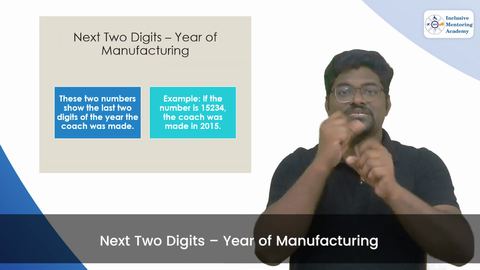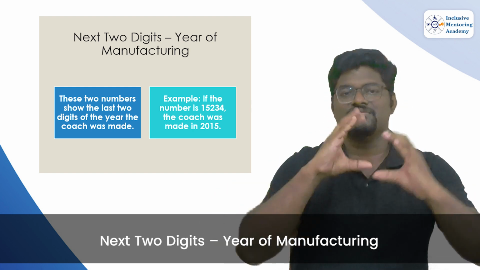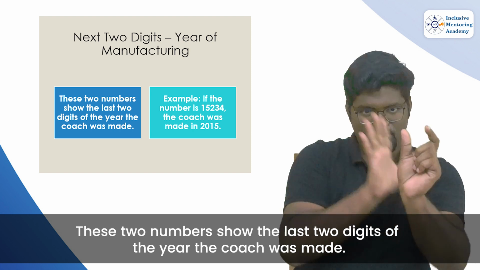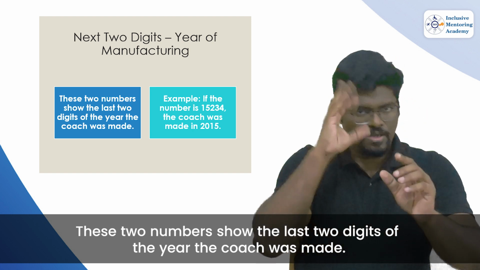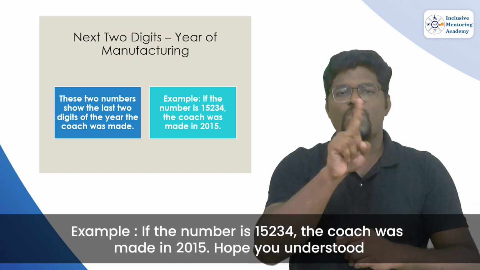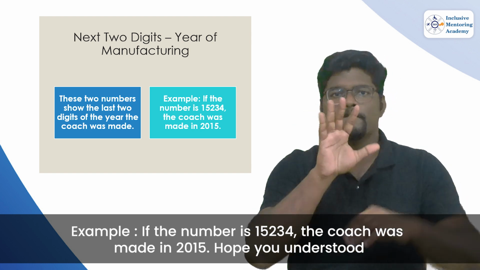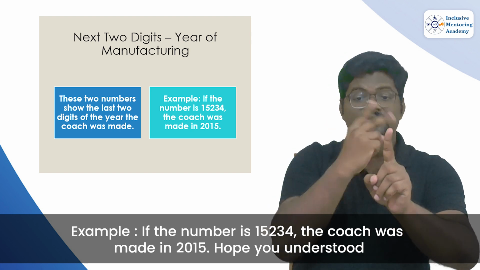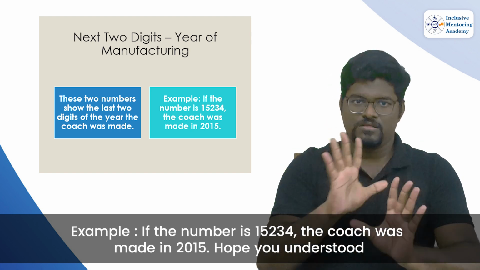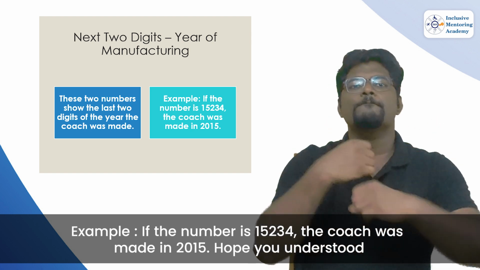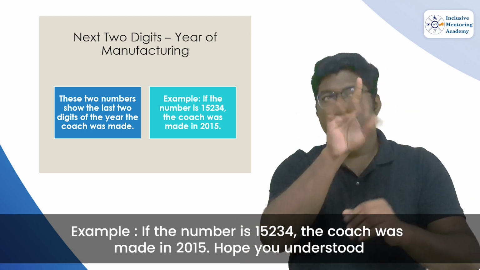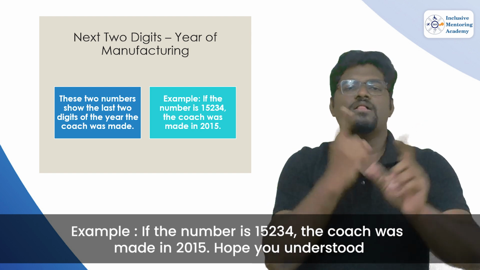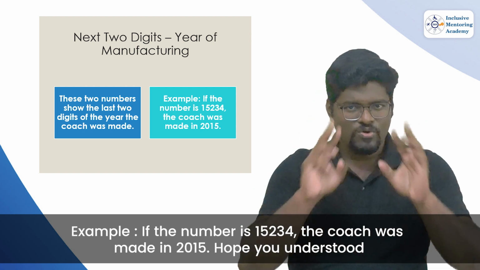First two digits, year of manufacturing. These two numbers show the last 2 digits of the year the coach was made. Example, if the number is 15234, the coach was made in 2015. Hope you understood.